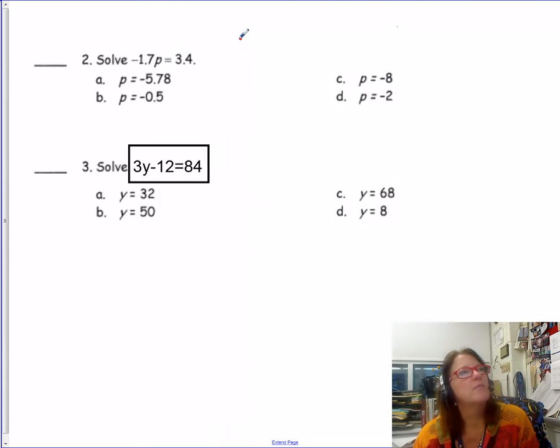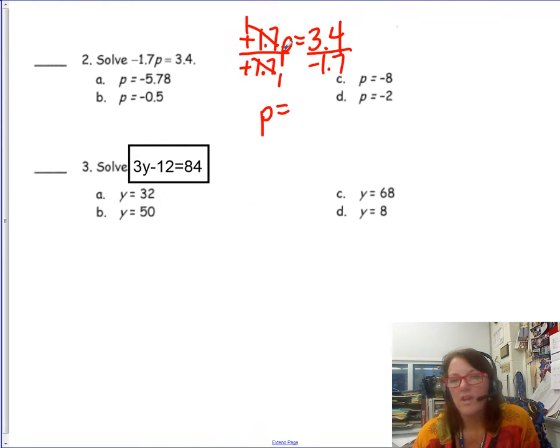Next, number 2. Again, not enough room here, so I'm going to rewrite this equation over here. Negative 1 7/10 p is 3 4/10. This is understood as multiplying, okay? And so I need to undo that with division. Go ahead and divide both sides and make sure you divide by negative 1.7. Negative over negative is positive. 1 7/10 divided by itself is 1. 1 times p divided by 1 is p.